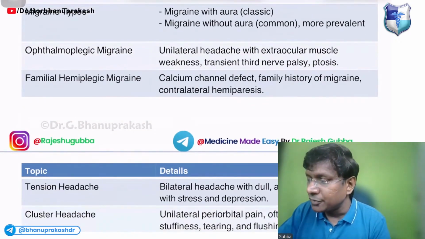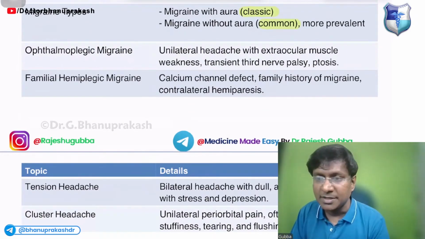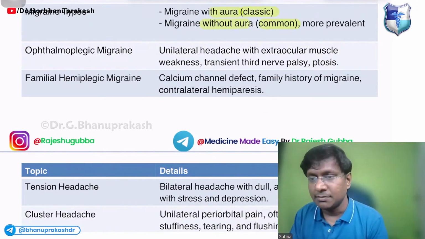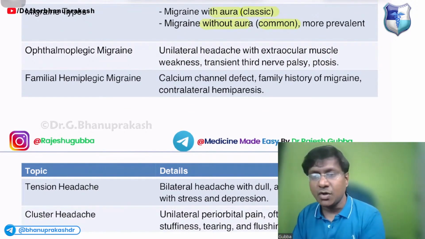And we have two important forms of migraine. One is classic as well as the common migraine. Classic migraine is that which is associated with aura. Common migraine is that which is not having any aura. Migraine without aura is nothing but the common migraine.